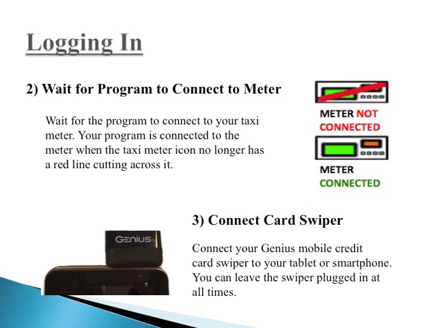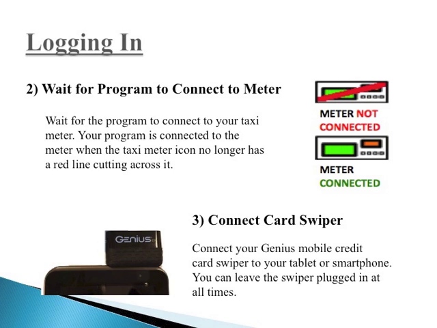Once you have entered your authentication code, simply wait for TaxiRadar to wirelessly connect to your taxi's meter. The taxi meter picture at the bottom of your TaxiRadar screen will tell you whether you are connected or not. When you first log into the TaxiRadar program, the picture will have a red line cutting diagonally across it. Wait a moment, and as soon as your program is connected to your meter, this red diagonal line will disappear.